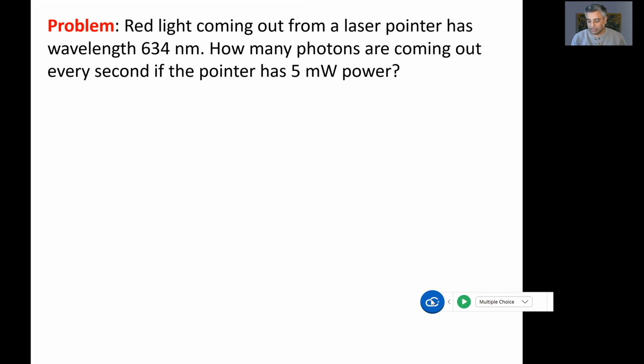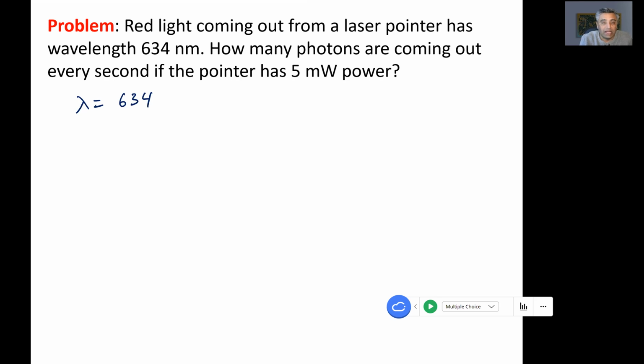So now let's make use of that here. Red light coming out from a laser pointer has a wavelength of that much nanometer. So it says the wavelength is 634 nanometer. So that's the wavelength of red light.